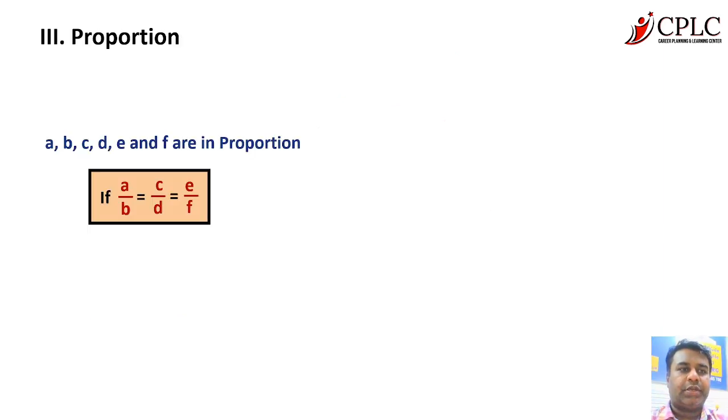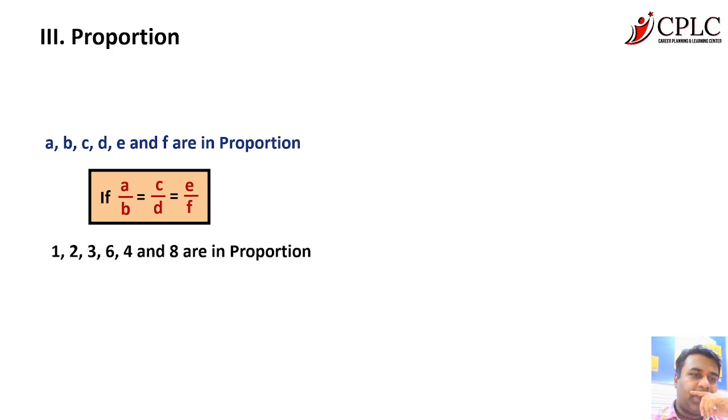In this case, it says A, B, C, D, E, and F are in proportion. So now proportion starts. Earlier we saw ratios and a few questions based on ratios. When we talk about proportion, it is basically a kind of chain of ratios. You can observe A upon B is equal to C upon D is equal to E upon F. Then we say that A, B, C, D, E, F are in proportion.